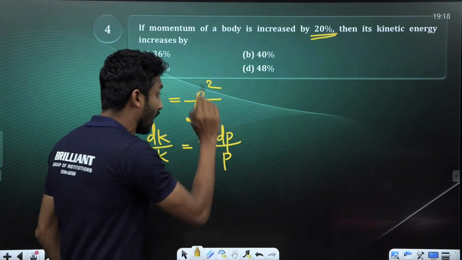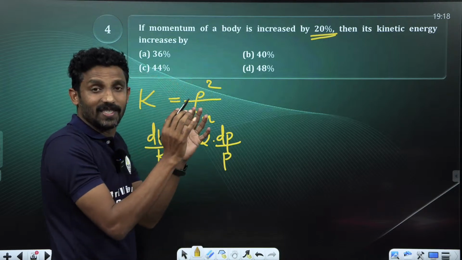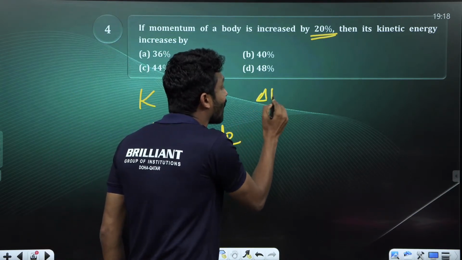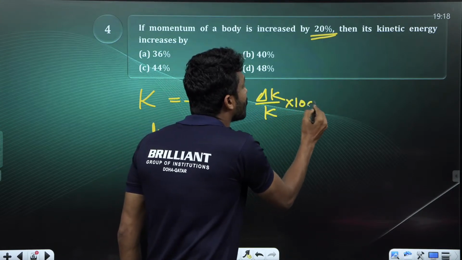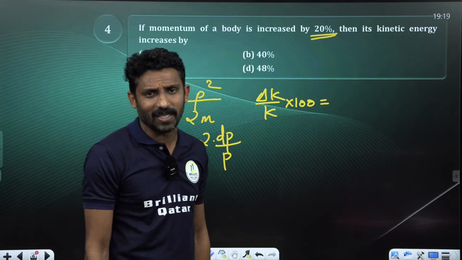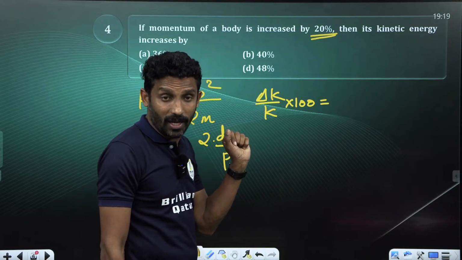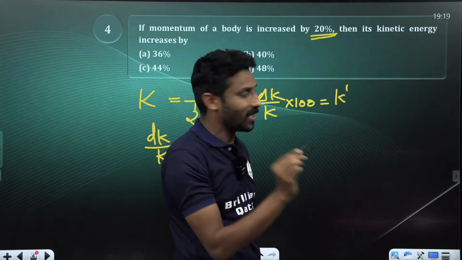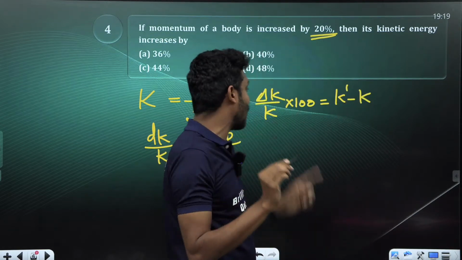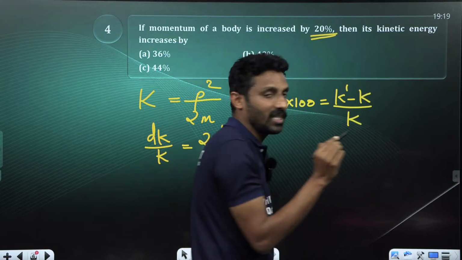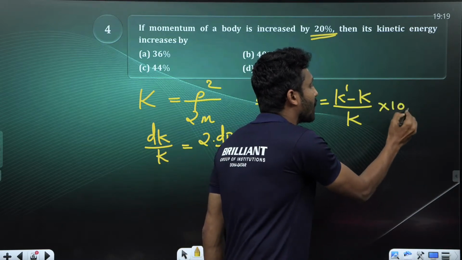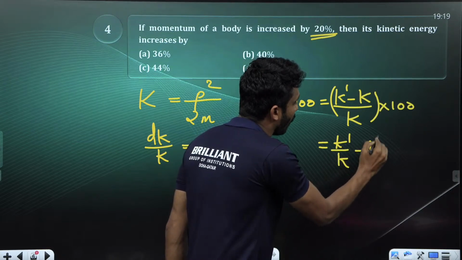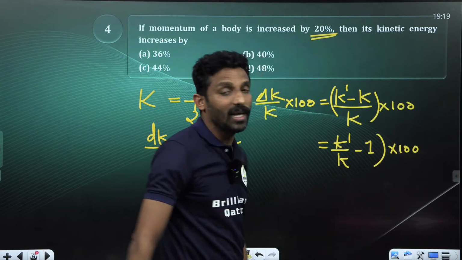We have to proceed in another way. The percentage change in kinetic energy, mathematically, is delta K by K into 100. This is to be calculated. Delta K means K dash, the final kinetic energy, minus the initial kinetic energy K, divided by K, into 100. Then it is K dash by K minus 1, into 100.